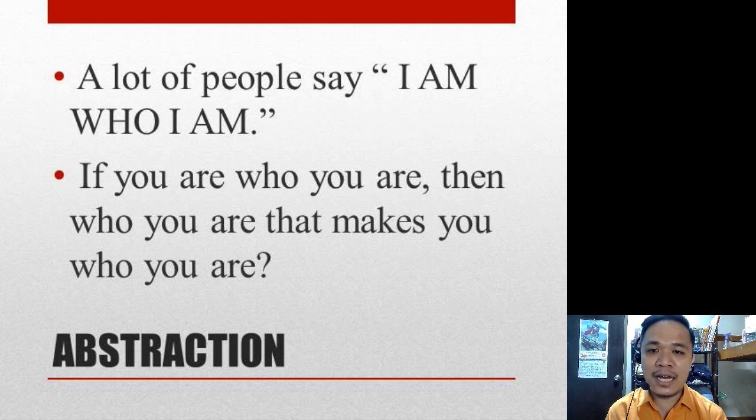Now, a lot of people say, I am who I am. If you are who you are, then who you are makes who you are. So this is somehow related to what Rene Descartes says about cogito ergo sum, or I think therefore I am. So this will allow us to understand the word I am who, that refers to the person, your identity, but not I am what I am.